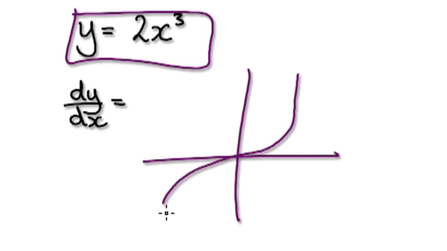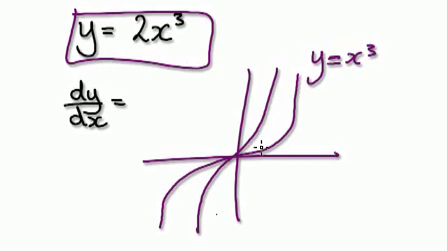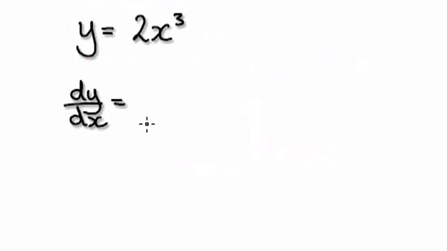Normally your y equals x to the power 3 would look like this. And then 2x to the power 3 will be a lot steeper. Okay, so it will look something like this, and then set up your A, set up your B, and then get B to move towards A. Okay, so press pause and have a go.